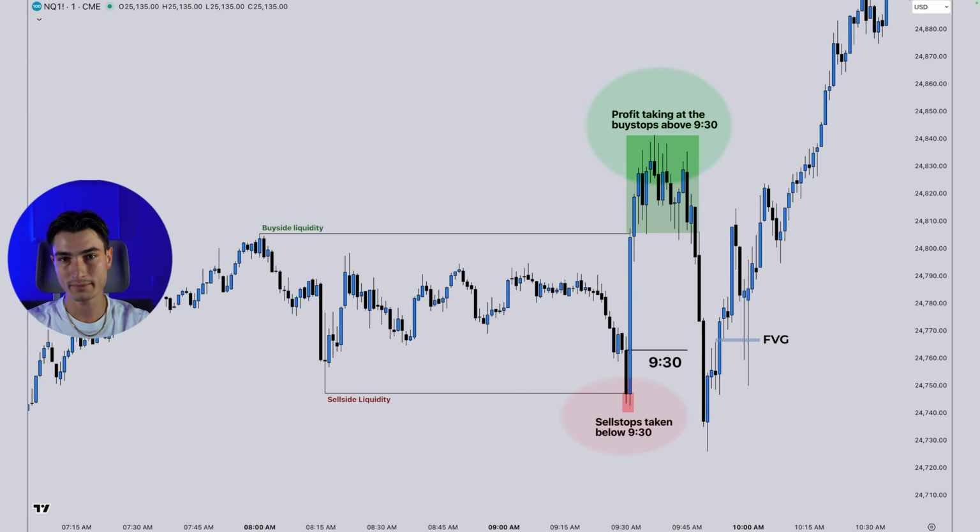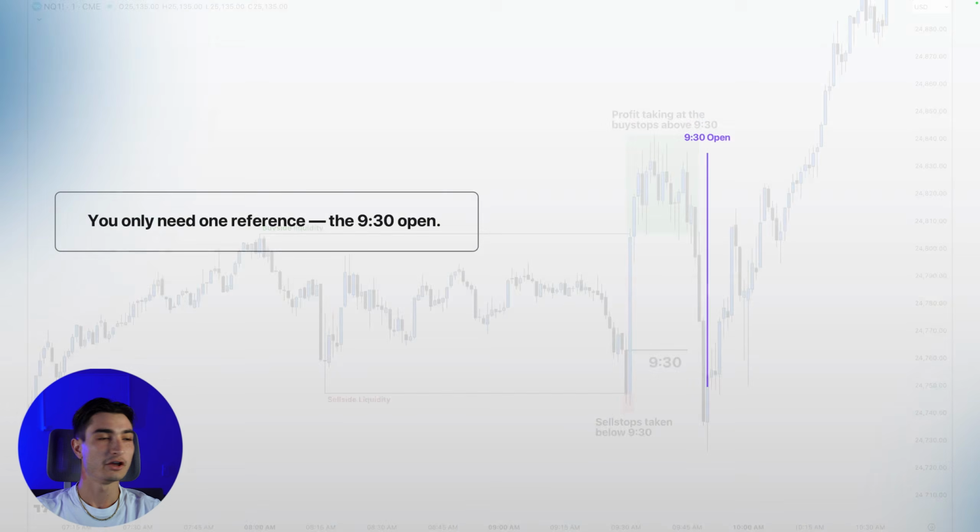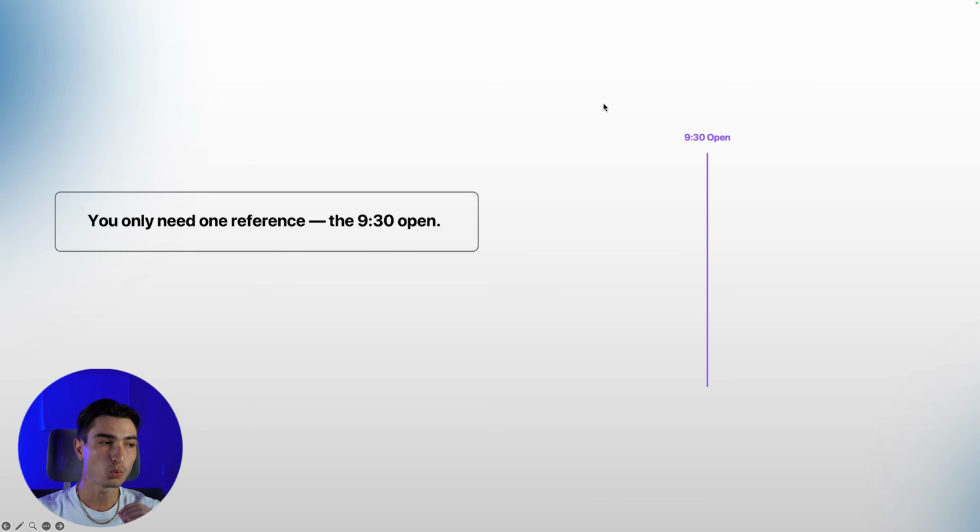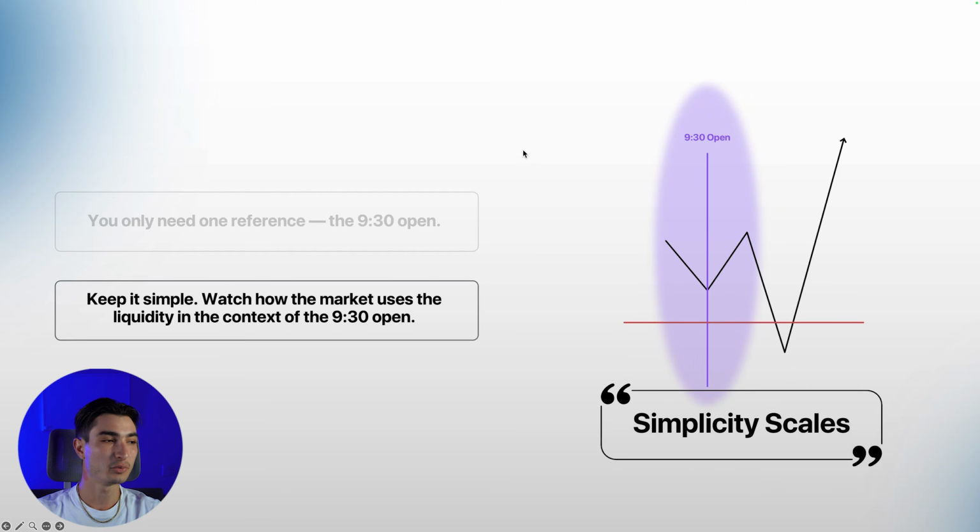Futures is a trader's market. So because it's a trader's market, they're always hunting the stops. So in summary, you only need one reference, the 9:30 open to start. You want to keep it simple, and you want to watch how the market uses the liquidity in the context of the 9:30 open. And simplicity is what's going to help you scale.